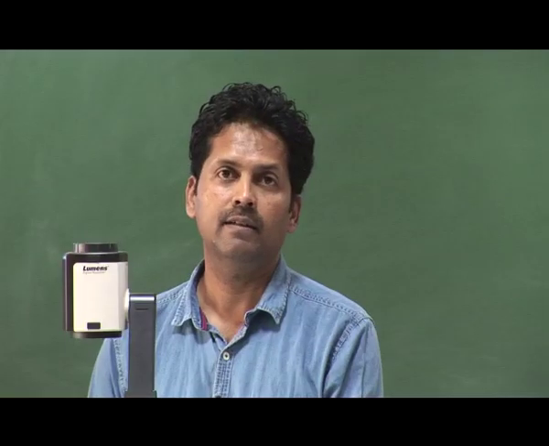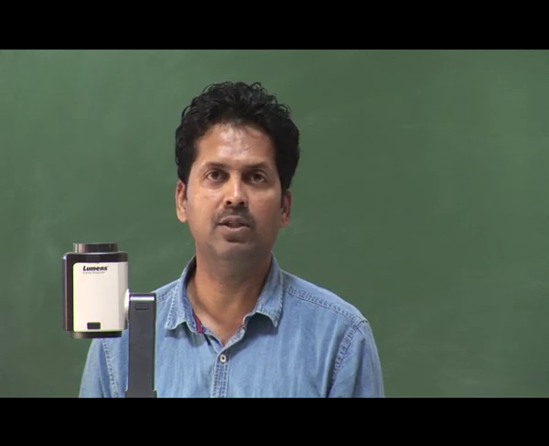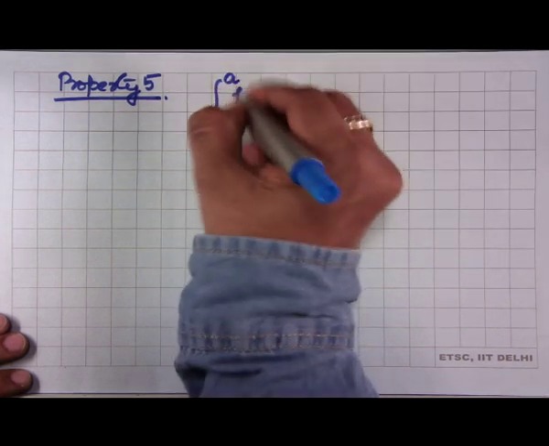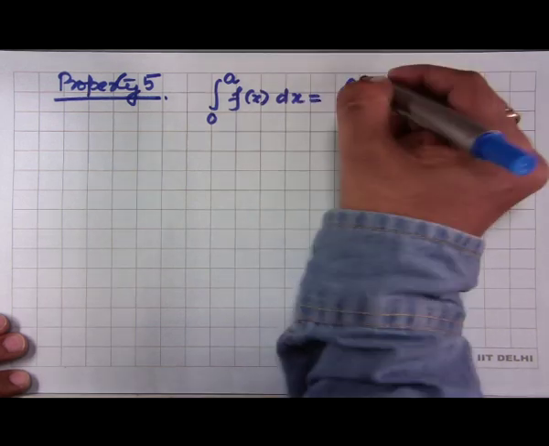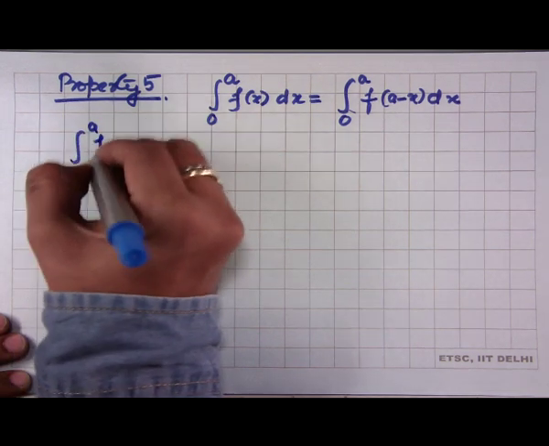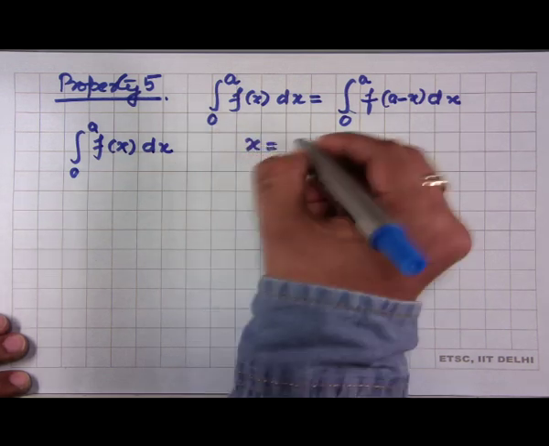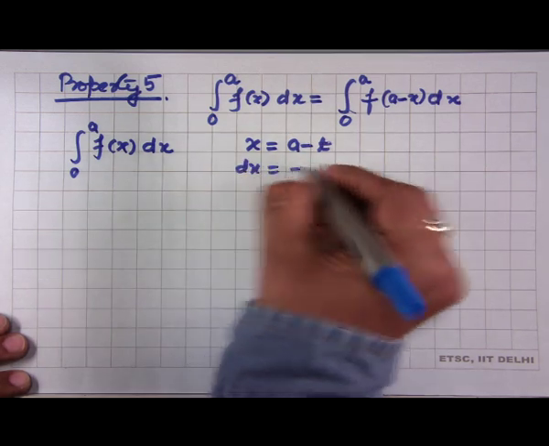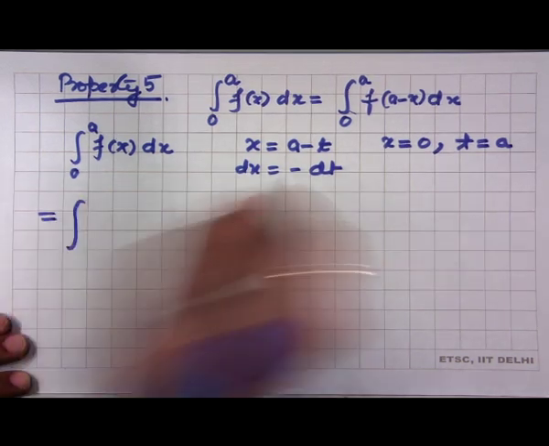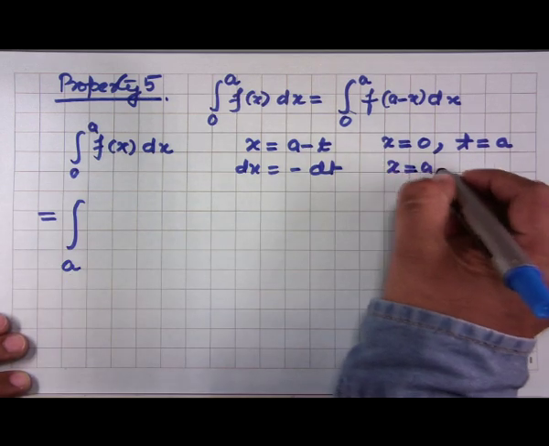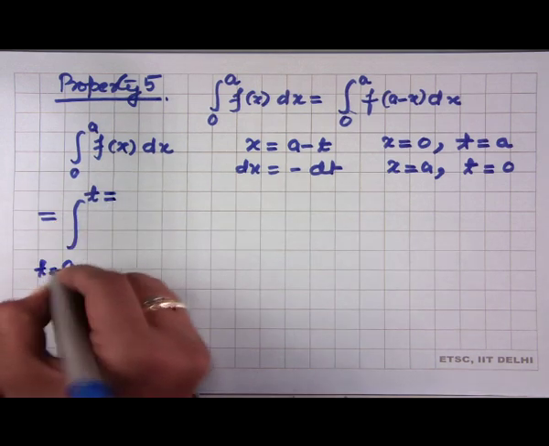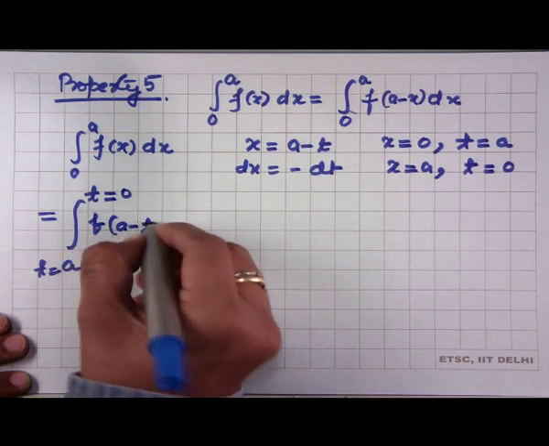All these properties are very important and we shall see it when we solve several examples by using these properties. Let us see property 5, which is a particular case of property 4, and it says that the integral from 0 to a of f(x) dx is the integral from 0 to a of f(a minus x) dx. You start with this left hand side again and substitute x by a minus t. So, you get dx as minus dt, x equals 0 will give you t equals a, and x equals a will go to t equals 0, and f(x) will be f(a minus t) and dx is minus dt.